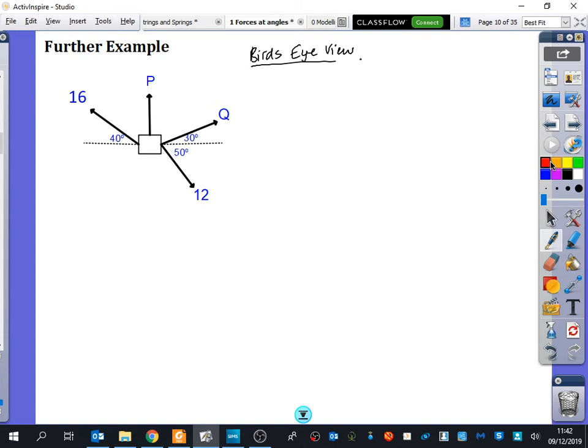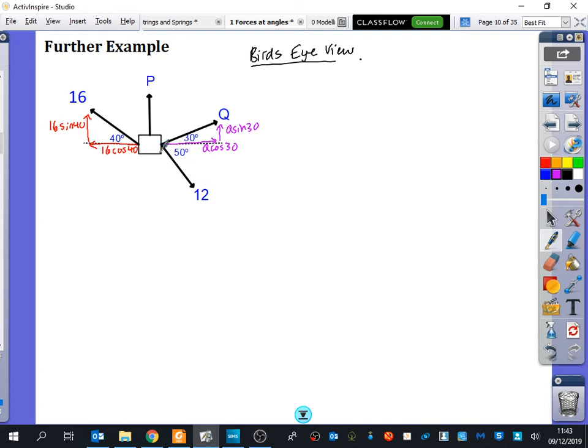I'm going to ask you to help me with a couple of these, okay? Okay, Tashina, what did you split the 16 up into? What was going along the bottom? 16 to the left? Okay, so we have 16 cos 40. And then going up was your... Okay, what about the Q force that you had running to the right? Q cos 30. Okay. And then going up was obviously then Q sine 30.